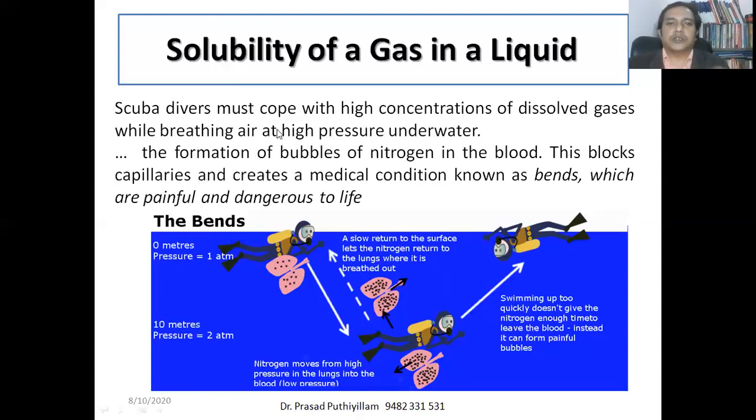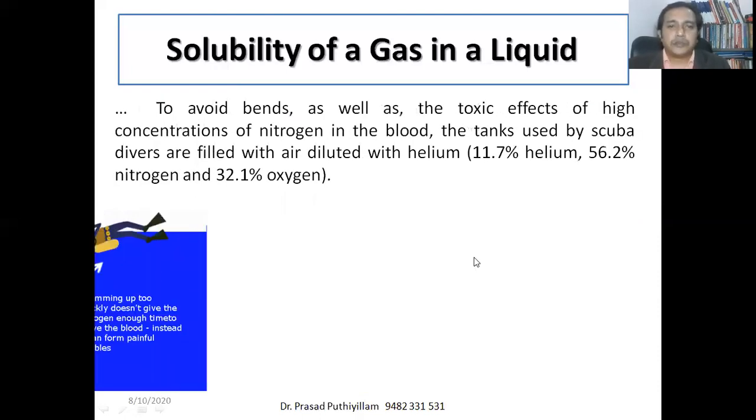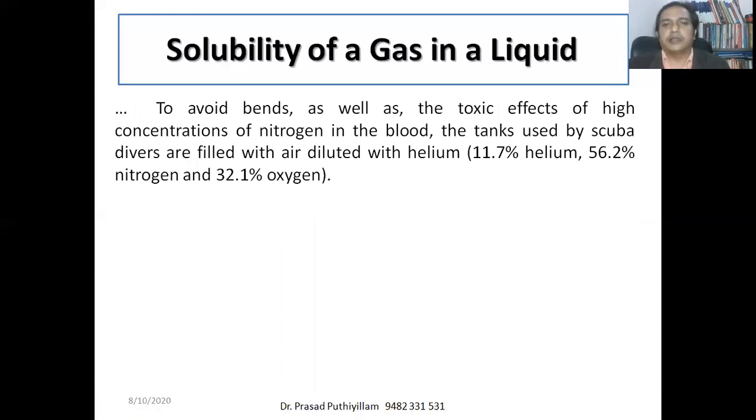Therefore, scuba divers must cope with a high concentration of dissolved gases while breathing air at high pressure underwater. There will be a formation of nitrogen bubbles in the blood, which blocks the capillaries and creates a medical condition known as bends, which is very painful and even dangerous to life. But how to avoid that? To avoid that, the gas cylinder which they carry contains a mixture of helium along with the nitrogen.